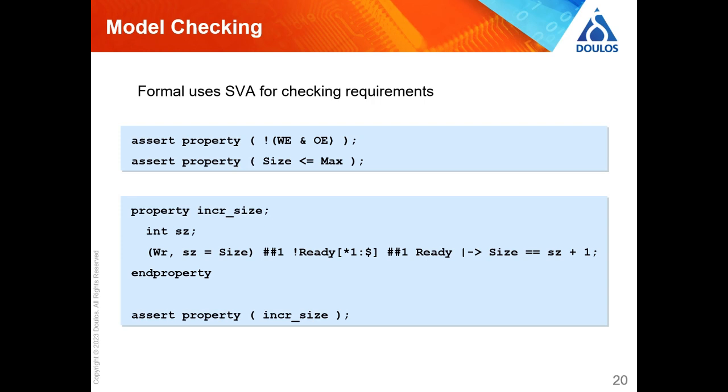And if a counterexample can be found, formal will find it, proving that the design does not meet the expected design requirements. So for example, we might write a property that says we should never see a write enable and an output enable simultaneously, or that the size should be less than or equal to the maximum. Or when we see a write signal come along, capture the value of the size and wait for the ready signal to go high, and then check that the size is actually incremented by 1.